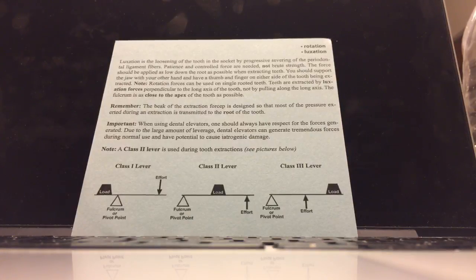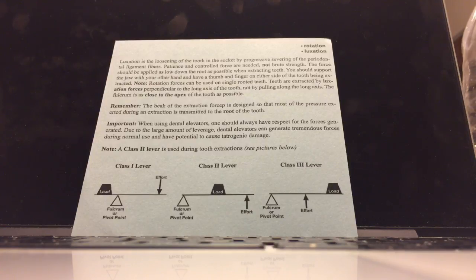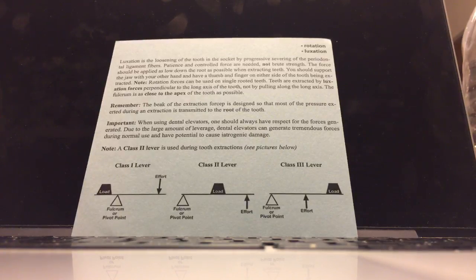Luxation is the loosening of the tooth in the socket by progressive severing of the periodontal ligament fibers. Patience and controlled force are needed, but not brute strength. The force should be applied as low down to the root as possible when extracting teeth. You should support the jaw with your other hand and have a thumb and finger on either side of the tooth being extracted.